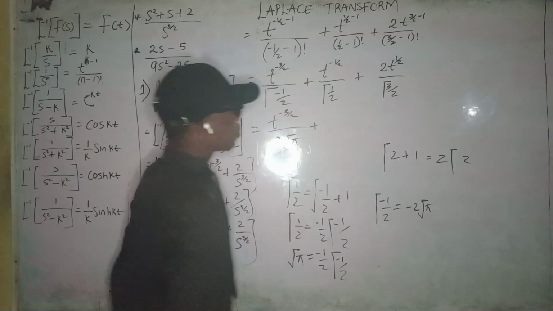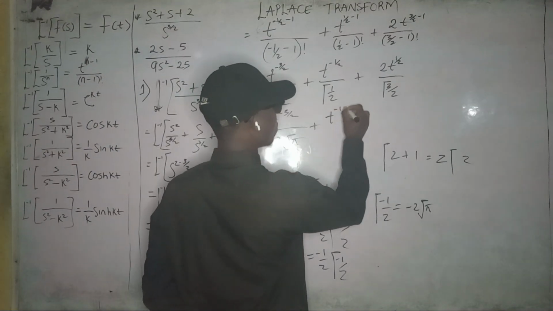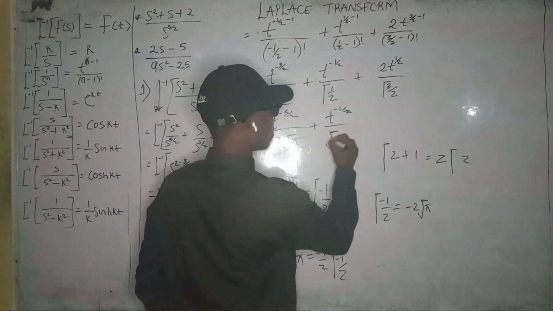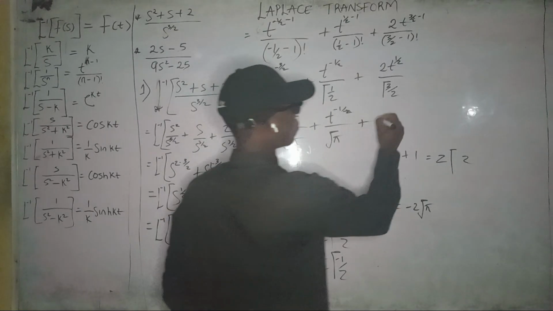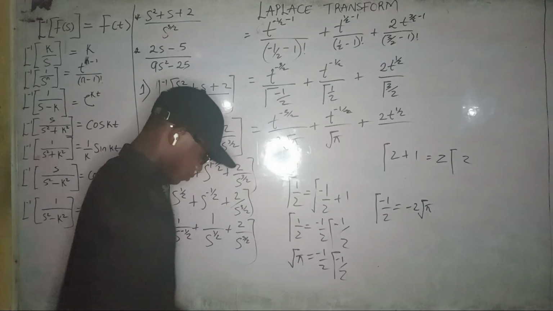Then we have our plus. The other one is straight and direct. We have t raised to power minus 1 over 2 over the gamma function of 1 over 2, which is root pi. We also have 2t raised to power 1 over 2 over now.